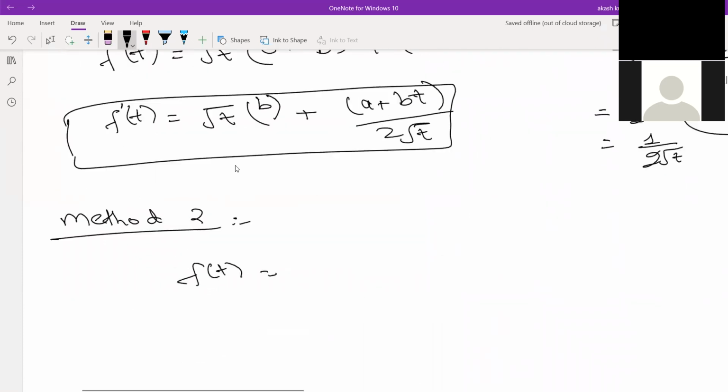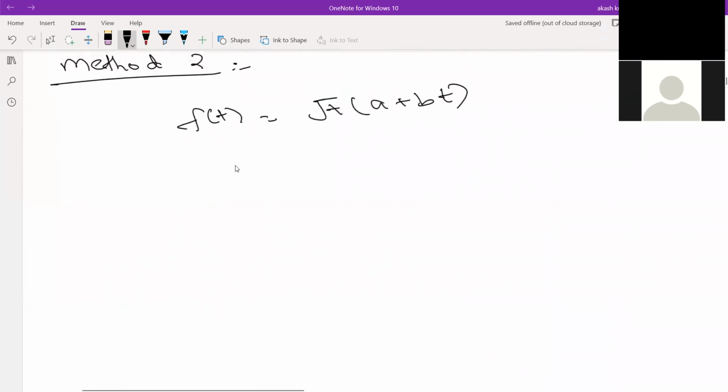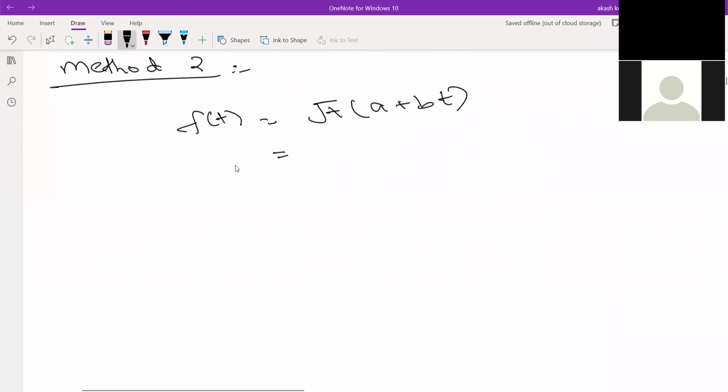f of t is square root t times a plus bt. Okay. So in the first method, we just took the 2 functions, square root t and a plus bt. Now we are multiplying square root t with the whole function a plus bt. So it will be a square root t, right? And then there will be a plus sign, and then multiplying bt with square root t, it will be like this.